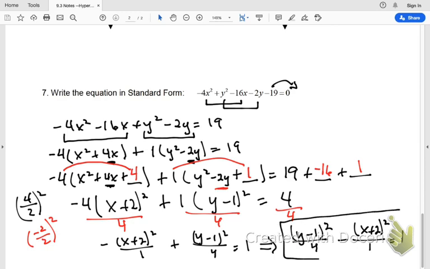And this is my equation written in standard form. So I can tell that it's a vertical one since the y value is positive. I can get all the information that I need to graph it now.